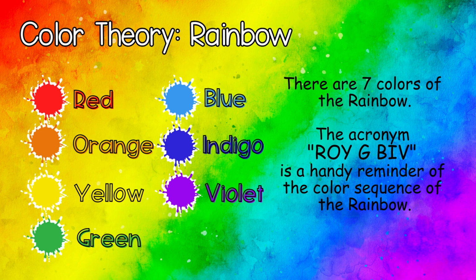The acronym ROY G. BIV is a handy reminder of the color sequence of the rainbow: red, orange, yellow, green, blue, indigo, and violet.